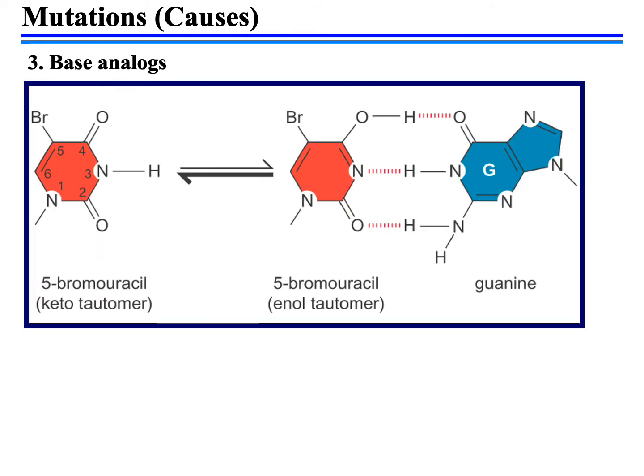Another cause of mutations would be the insertion of a base analog. A base analog is a molecule that can be substituted for either a purine or a pyrimidine during the nucleic acid synthesis process. What happens if this particular analog gets inserted is you now have a nucleotide that has a base that looks very similar to one of the quote-unquote normal bases and could potentially be inserted during the replication process. The example that you see here is an analog known as 5-bromouracil.